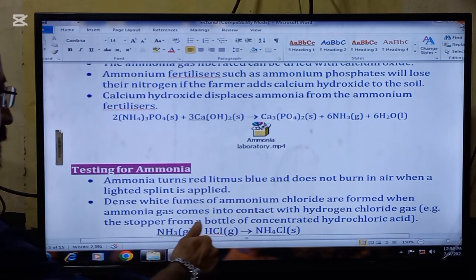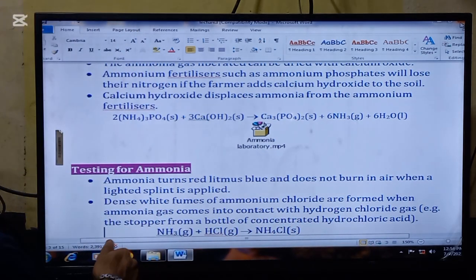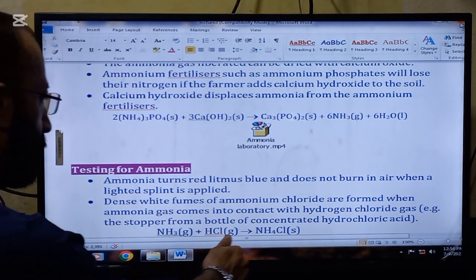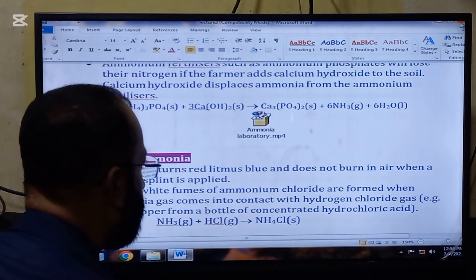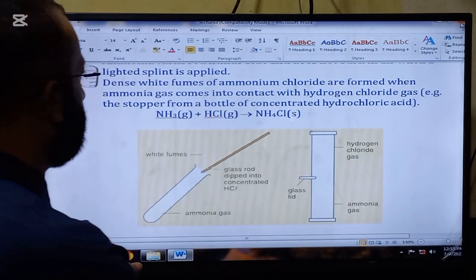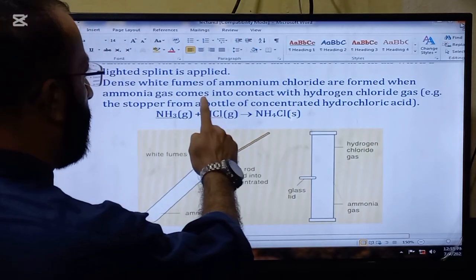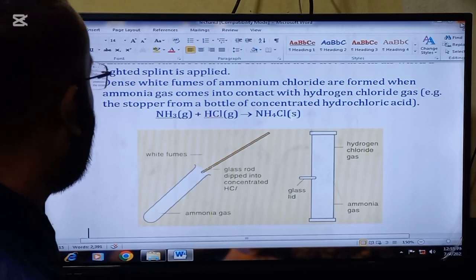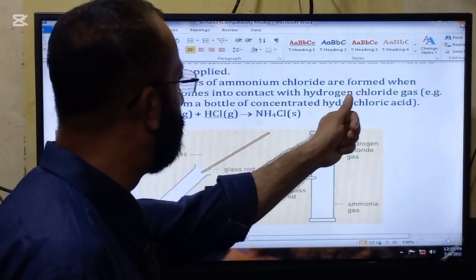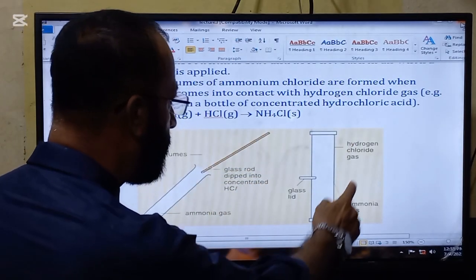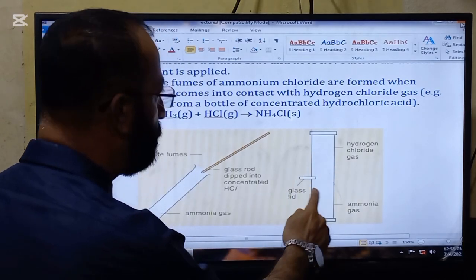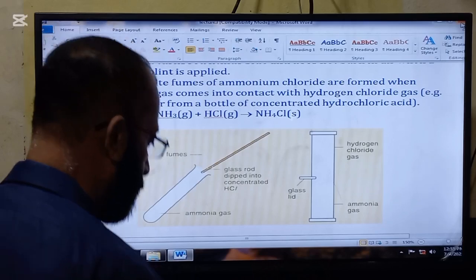Dense white fumes of ammonium chloride are formed when ammonia gas comes into contact with hydrogen chloride gas from the stopper of a bottle of concentrated hydrochloric acid. So this is a reaction. Here is a figure that shows dense white fumes of ammonium chloride are formed. Look now, here is ammonia gas and here is hydrogen chloride gas. When they combine with each other, dense white fumes of ammonium chloride will be produced.